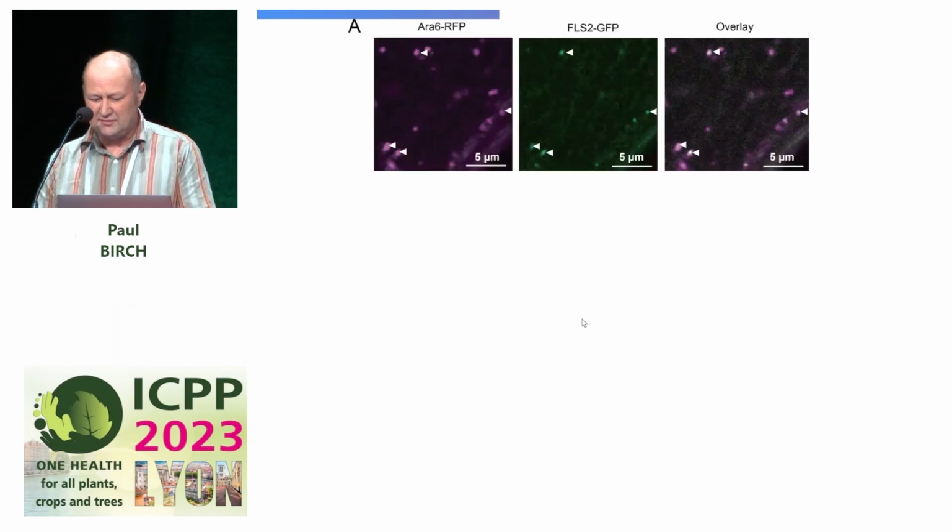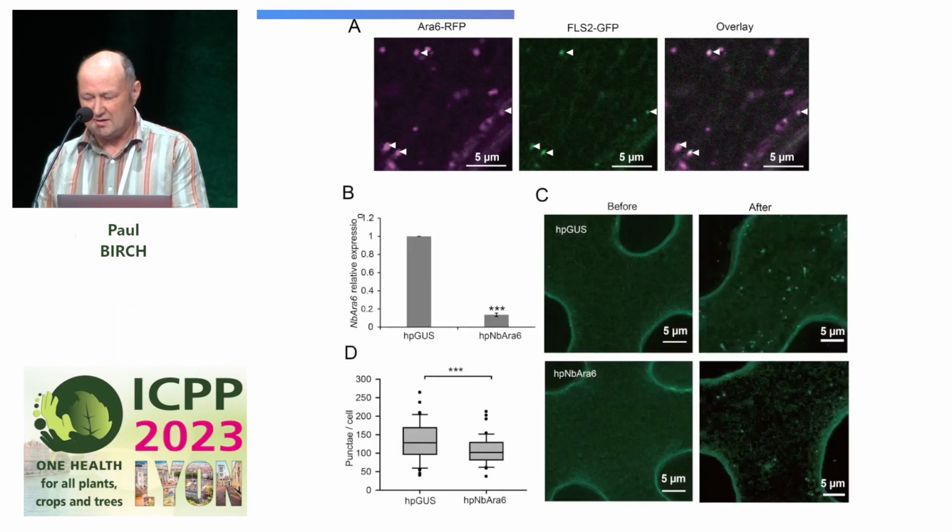We also noticed that if you co-express FLS2 with a plant RAB5 GTPase, ARA6, and do the same experiment, treat with flg22, then you see that they're going to exactly the same puncta inside the plant cell. So we then silenced ARA6 using a hairpin construct, and sure enough, what we saw was a reduction in endocytosis of FLS2.